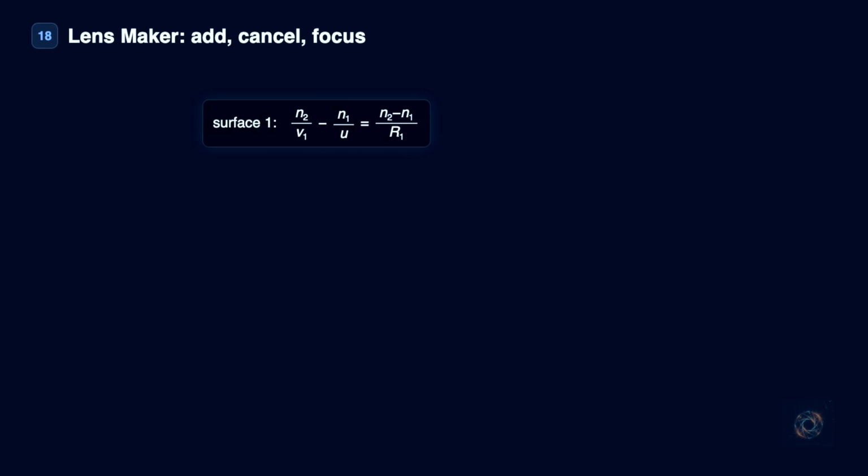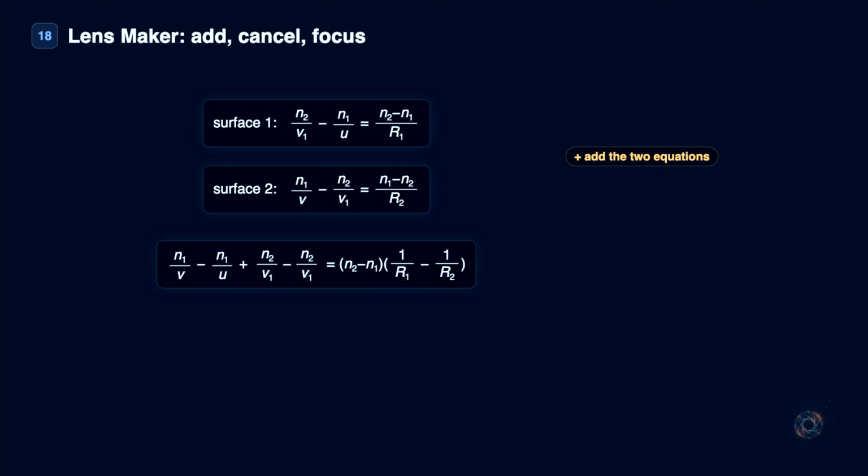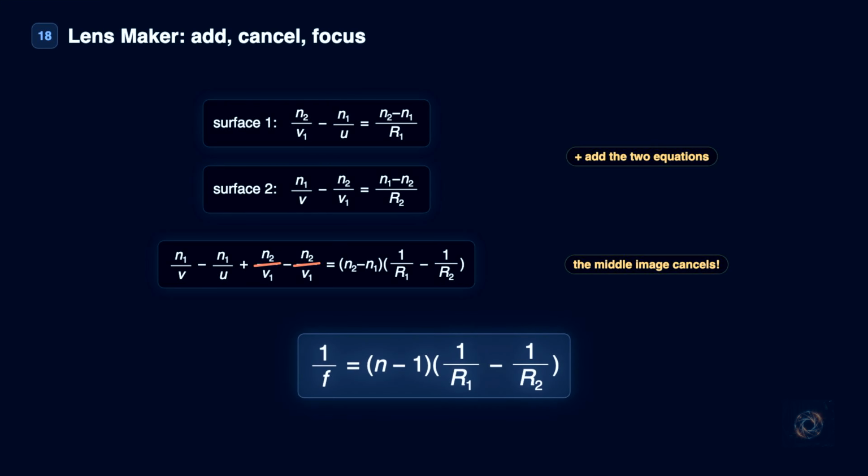Add those two equations. The intermediate image cancels out. And for a lens in air, you get the lens maker's formula. 1 over f equals n minus 1 times 1 over r1 minus 1 over r2.